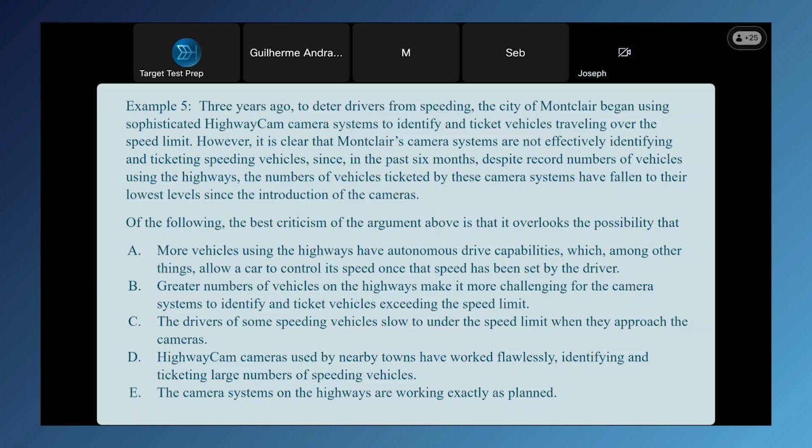Yeah, I also don't like when answers use the word some because it's very ambiguous. It could be 5%, it could be 50%. So that's another problem with C.